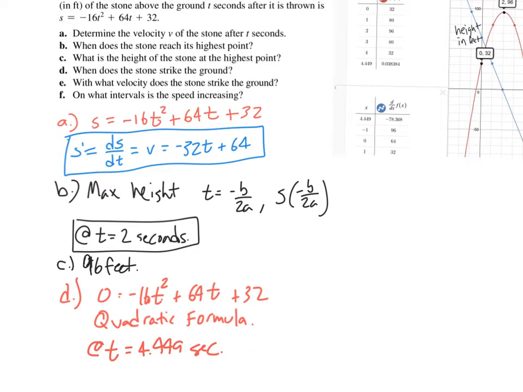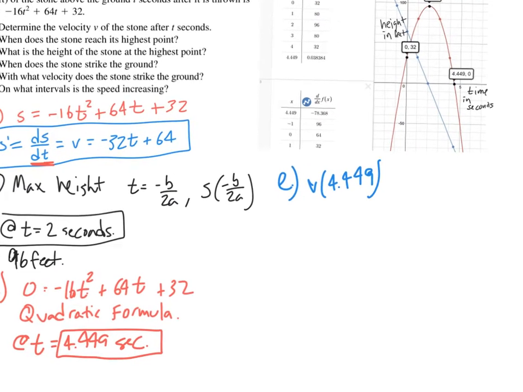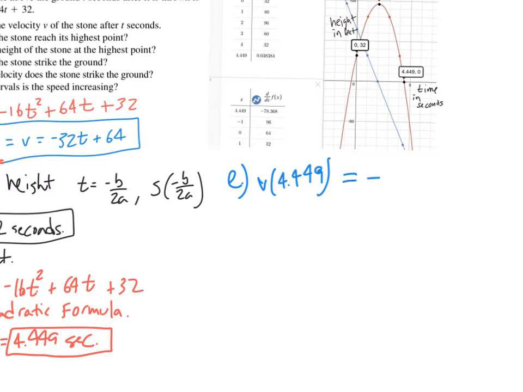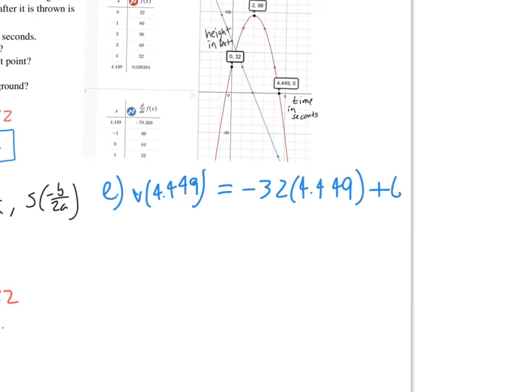Okay, and then it asks in part E, with what velocity does the stone strike the ground? And so you'd plug this time value into your velocity function here, and then you'd evaluate it. So let's go ahead and do that in part E. I would use V of 4.449, and that's going to be negative 32 times 4.449, and then plus 64. And I've gone ahead and already evaluated that here.